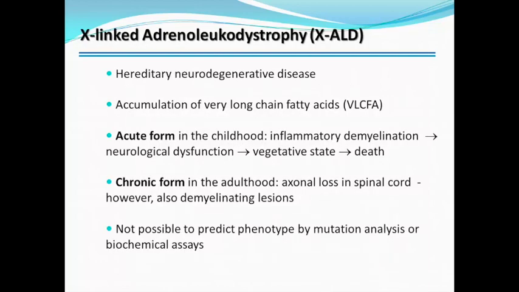So one of the diseases we looked at is adrenoleukodystrophy. It's a genetic neurodegenerative disorder which leads to the accumulation of very long-chain fatty acids. There's an acute form in childhood which leads to inflammatory demyelination, neurological dysfunction, vegetative state, and often death. So it's a very devastating disease. And then there's a chronic form in adulthood which leads to axonal loss in the spinal cord. However, sometimes these patients also have demyelinating lesions, and it's not possible to predict the phenotype by mutation analysis or biochemical assays. So the same mutation leads to these different things.